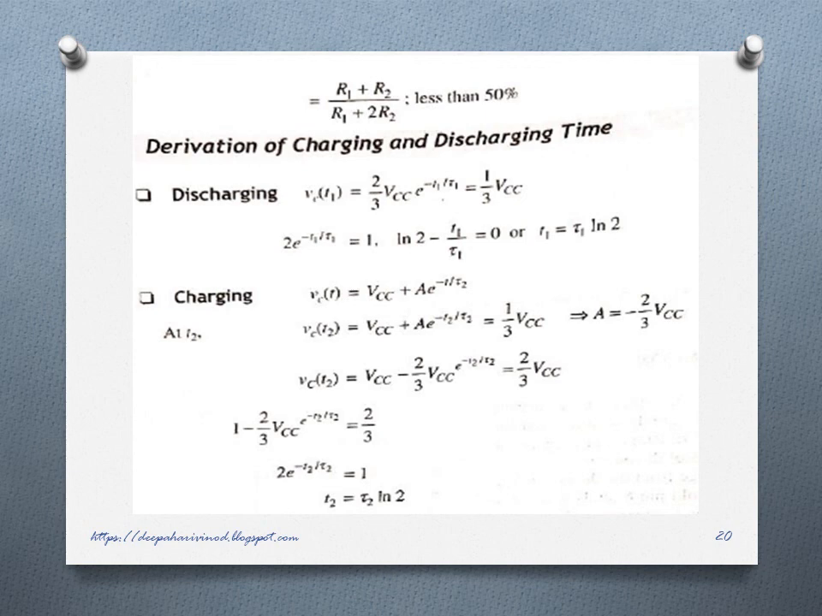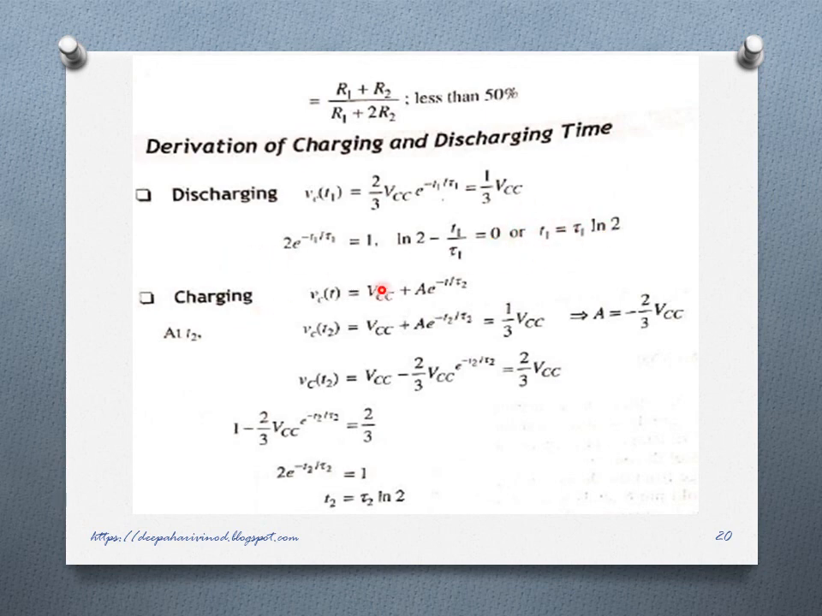We see the voltage across the capacitor at T1 equals 2 by 3 VCC e raised to minus T1 by tau 1, which is equal to 1 by 3 VCC, and so 2 e raised to minus T1 by tau 1 equals 1. If I cancel here, 3 gets cancelled, VCC gets cancelled. So remaining 2 e raised to minus T1 by tau 1 equals 1. So ln 2 minus T1 by tau 1 equals 0, or T1 equals tau 1 ln 2. So in this way we can find T1.